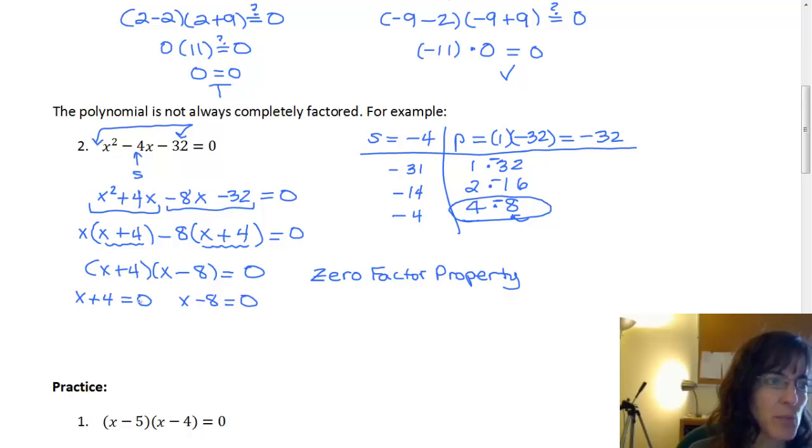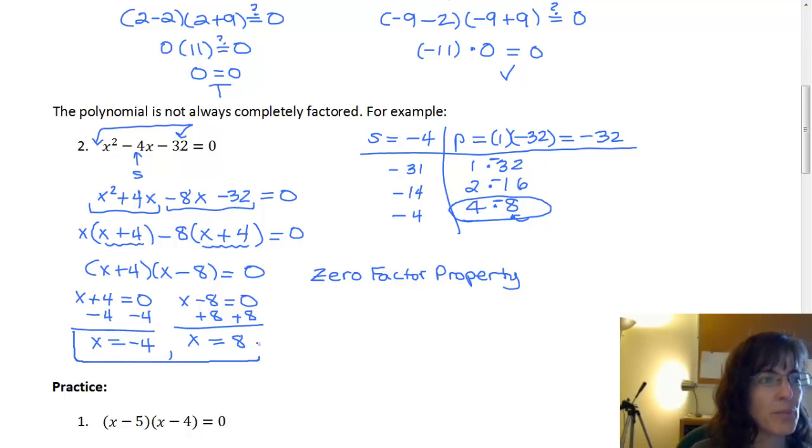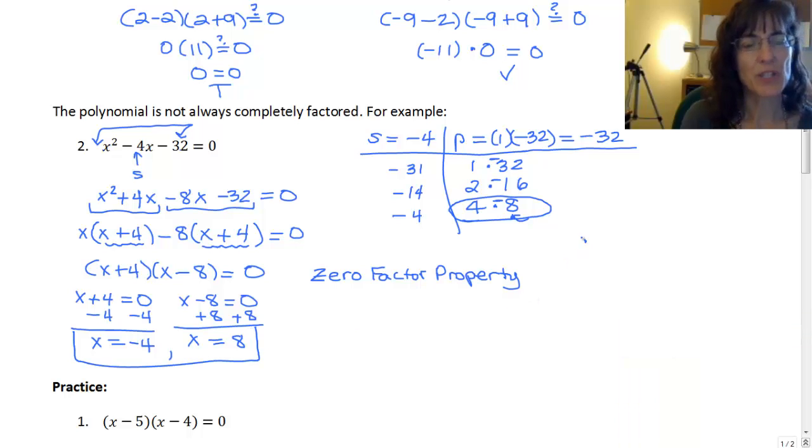So set the x plus 4 to 0, x minus 8 to 0, solve for the x. So if I subtract 4 here, then I have x equals negative 4. And then this one I need to add 8 because it's being subtracted right now. So add 8 to both sides. And I end up for this one, x equals a positive 8. So I have two solutions here. I want to check them.